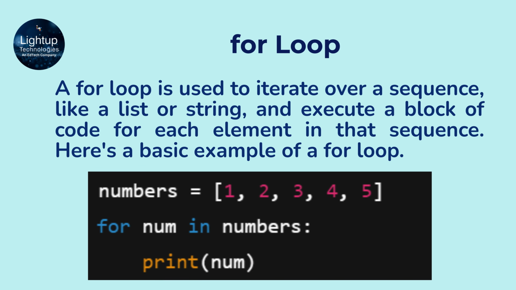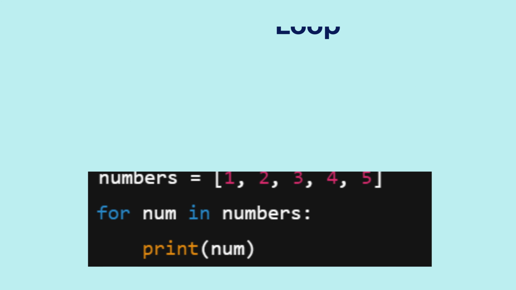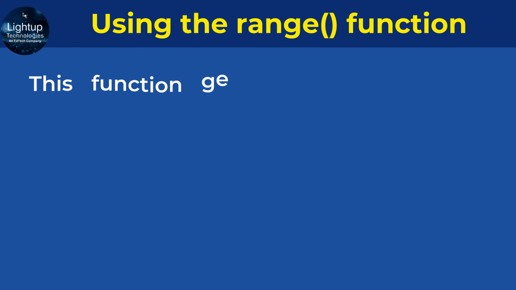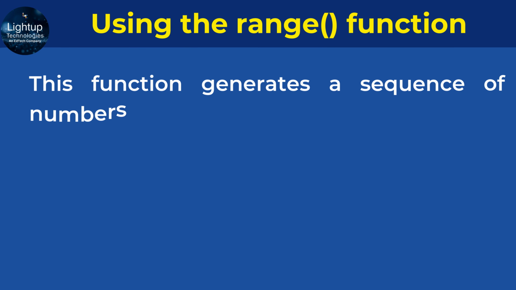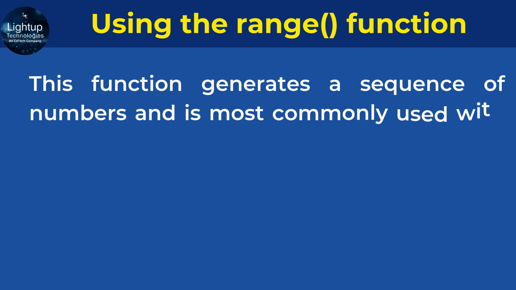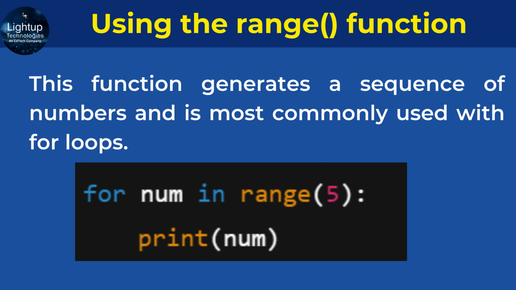Here is a basic example of a for loop. In this example, the loop iterates over the list numbers, printing each number one by one. Let's talk more about the range function. This function generates a sequence of numbers and is most commonly used with for loops. You can specify a starting point, an ending point, and a step size. Let's look at some examples.